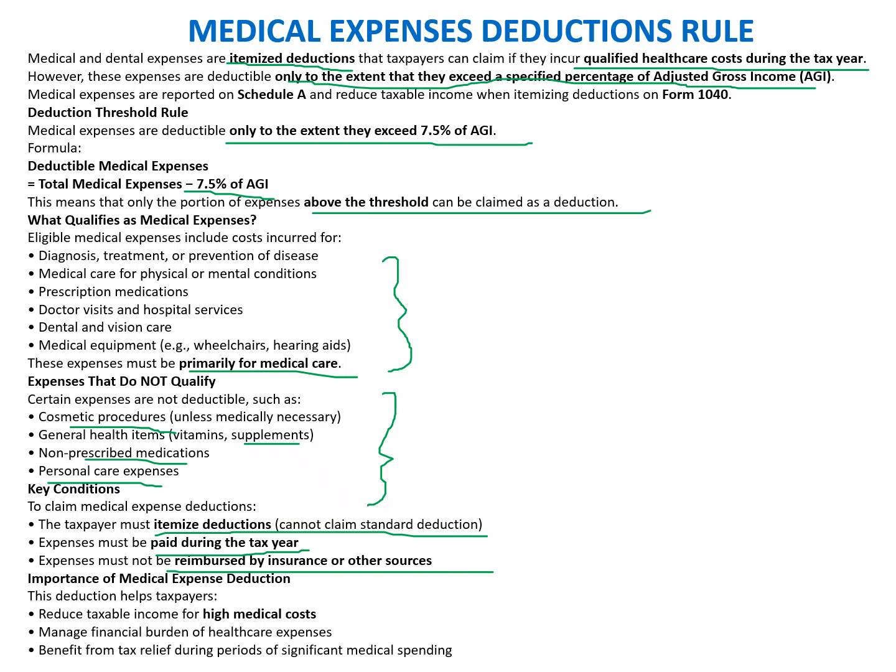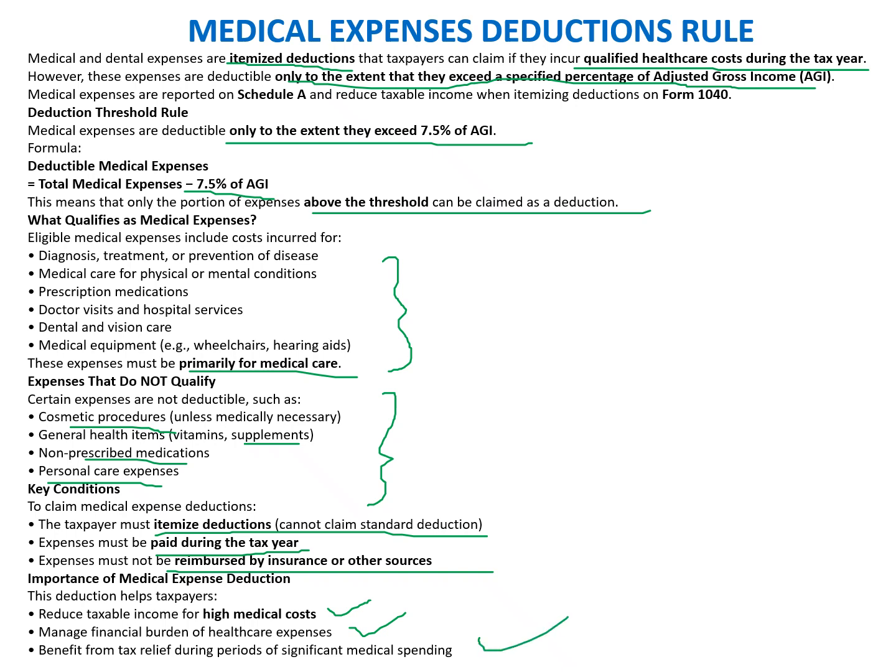There should be no reimbursement from any source or from any insurance company. So the importance of the medical expenses deduction is that deductions help the taxpayer reduce taxable income for higher medical costs, manage the financial burden of healthcare expenses, and benefit from tax relief during a period of significant medical spend. This is very, very important.